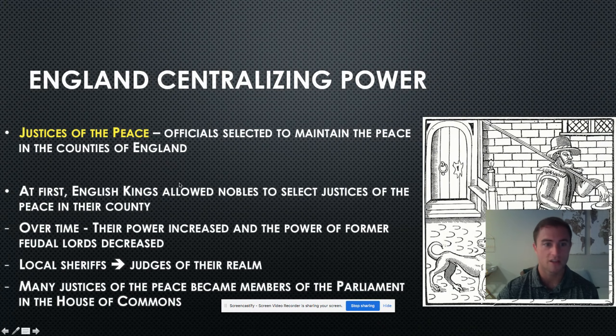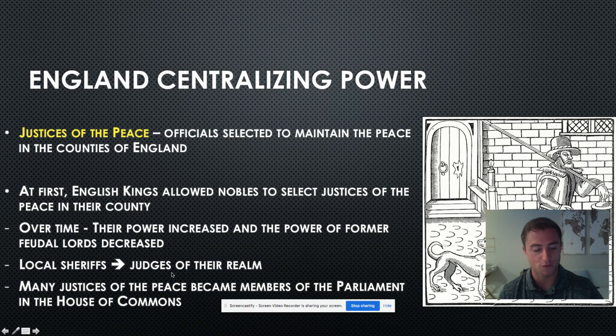At first, the English kings allowed the nobles to select these justices, but over time, these justices became loyal really only to the king. They were loyal sheriffs. They became judges of the realm. When the English Parliament was created, these justices of the peace became members of Parliament.